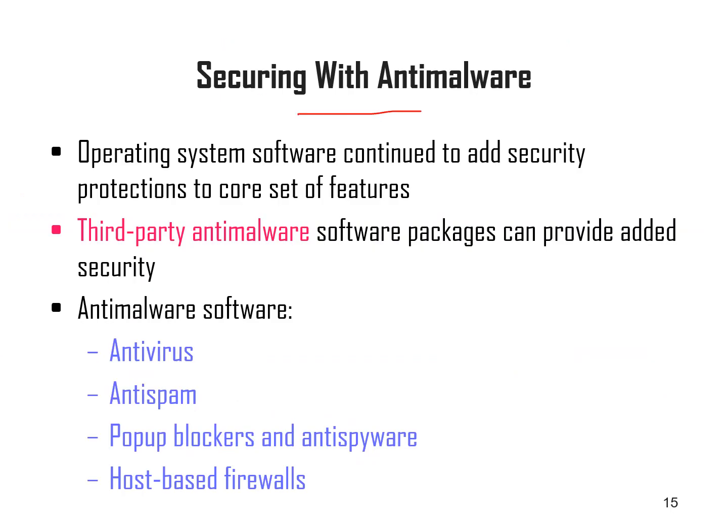So the next topic is securing with anti-malware, right? Operating system software continues to add security protections to a core set of features. Definitely every operating system will add security protection with some core set of features. In addition to these security protections, we also have third-party anti-malware software. It is nothing but a software package that can provide added security, right? You can name some third-party anti-malware software; there are a number of them.